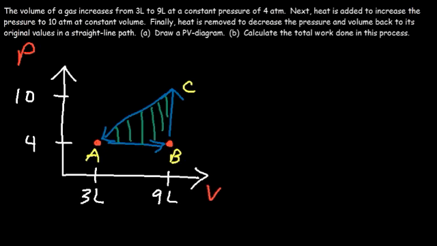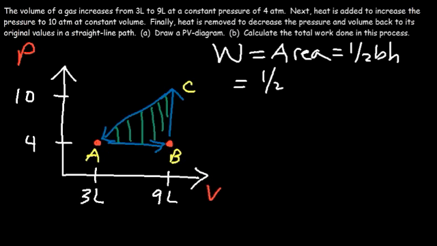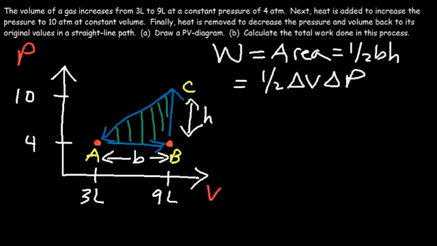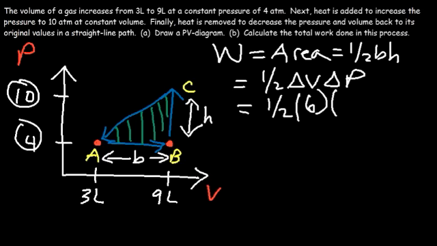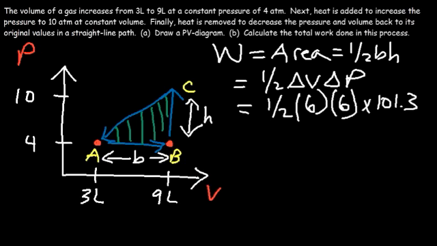To find the answer, we've got to calculate the area under the curve. And this is the area of a triangle, so it's going to be 1/2 base times height. The base of the triangle is the change in volume, and the height of the triangle is the change in pressure. So the change in volume is going to be equal to 6 liters, and the change in pressure is 10 minus 4, so that's a difference of 6, times 101.3 to convert it to joules.